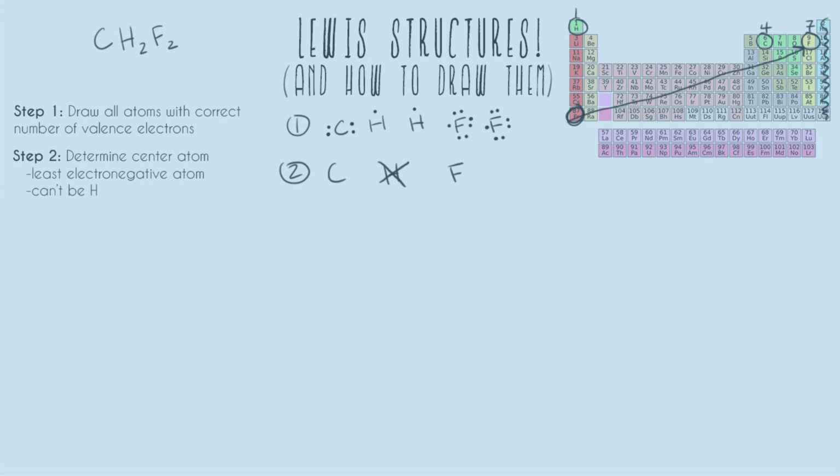And then between carbon and fluorine, we can see that fluorine is at the very top right. Fluorine is actually the most electronegative element, and carbon is less than that. So our least electronegative atom that can be the center atom for this problem is carbon. All right, and step 3, draw the center atom surrounded by everything else. And for this step, we're going to be including the valence electrons.